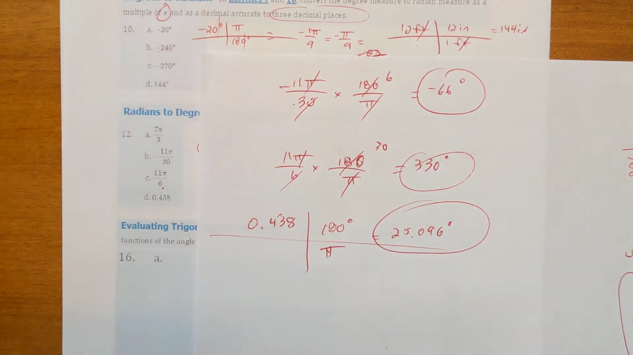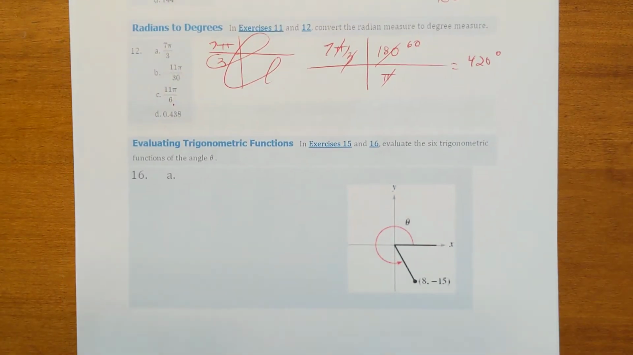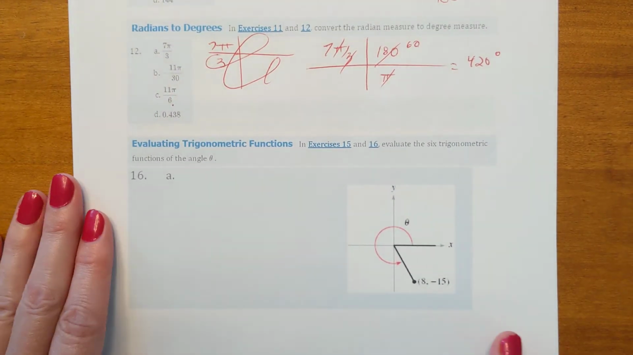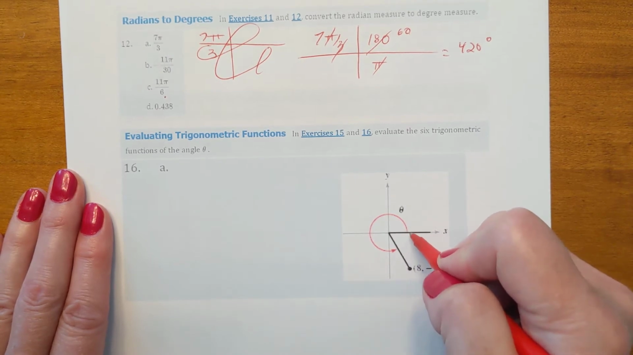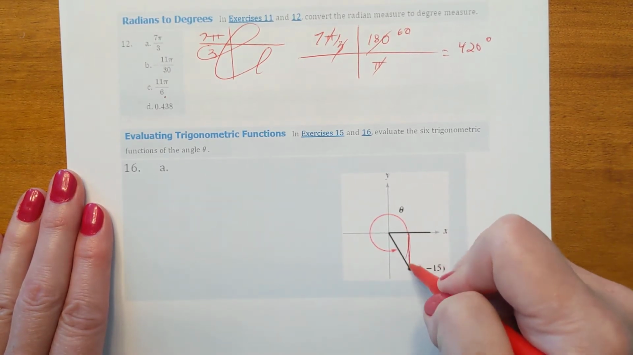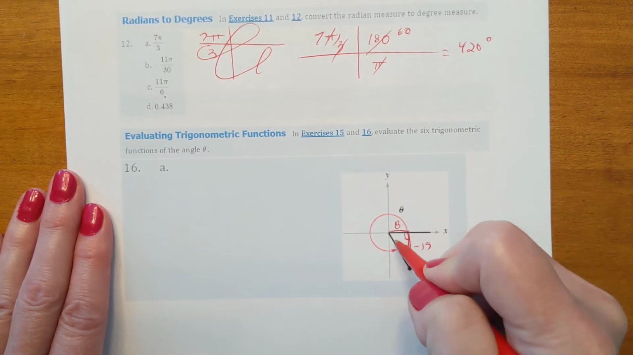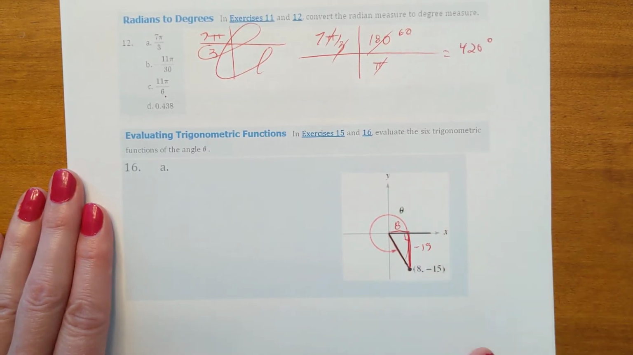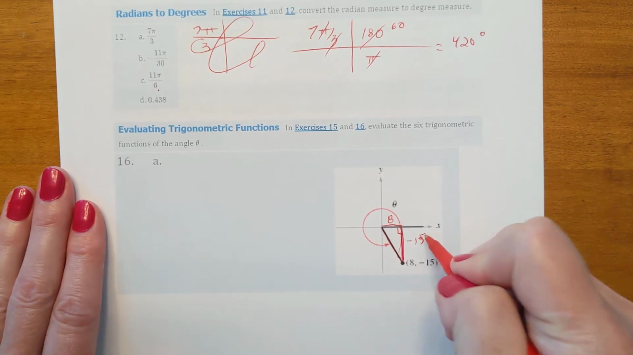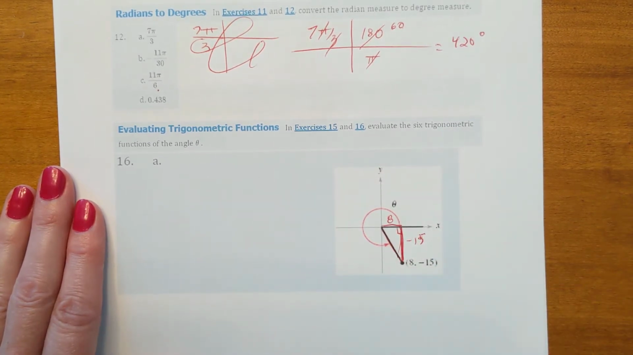All right, the next one down would like us to evaluate that trigonometric function. I like making a right triangle out of it. We went over 8 and we went down 15. You always need to know the third side of the triangle to do the trig, so you're going to use the Pythagorean theorem to find that third missing side.